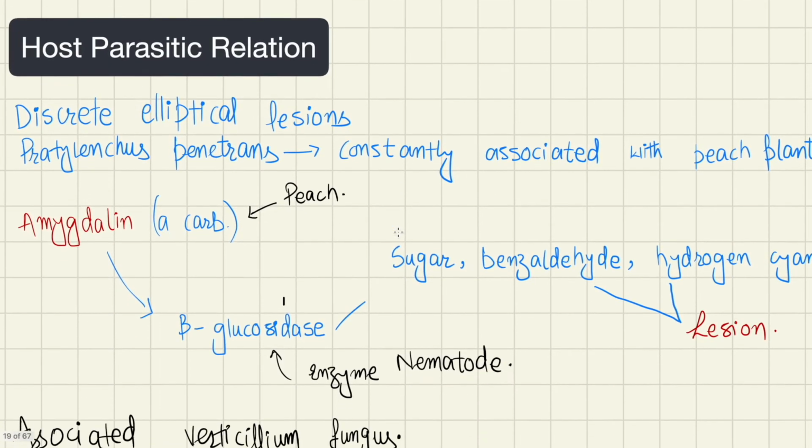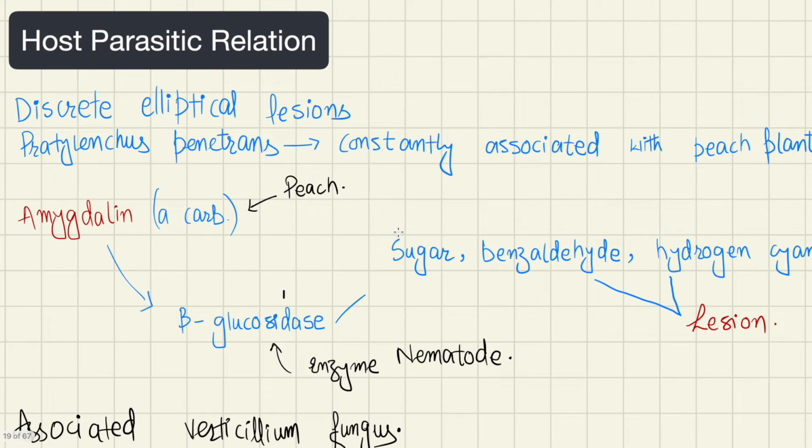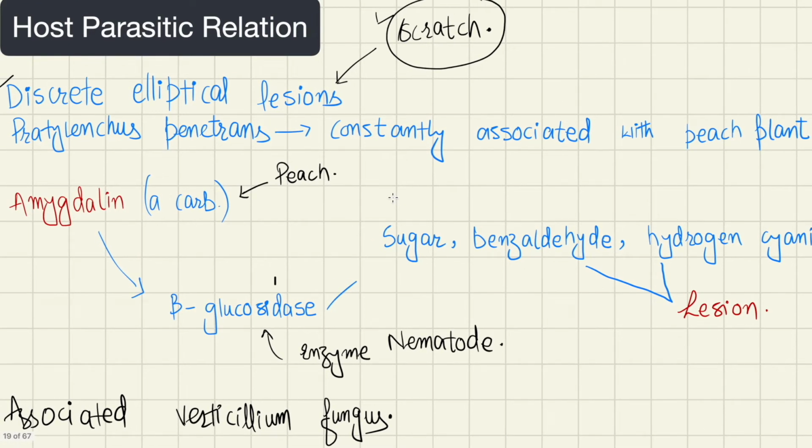And if we look at host parasitic relationships, it forms discrete elliptical lesions. Now the question that arises is, what is a lesion? A lesion is a scratch. When we get injured, we also get a scratch, like that scratch is present in the roots. That's called a lesion. And Pratylenchus penetrans, which is the most important lesion nematode, is constantly associated with the peach plant.